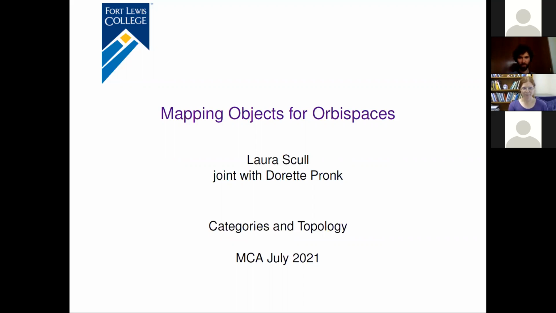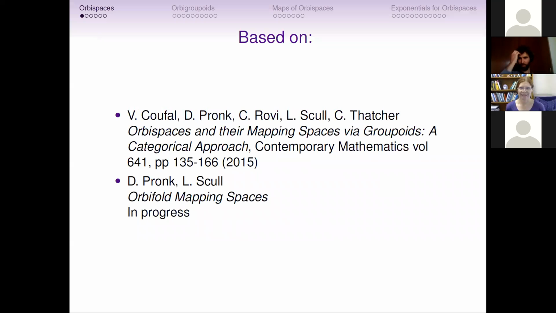So this talk is based on work that has been going on for quite a while. Dorette and I started looking at Orbispaces and thinking about mapping spaces as part of a Women in Topology project. We got together with the team in Banff. We were actually in Banff, not Zooming Banff. It was awesome. And we bashed through a bunch of examples and really started digging into what Orbispaces and mapping spaces look like.